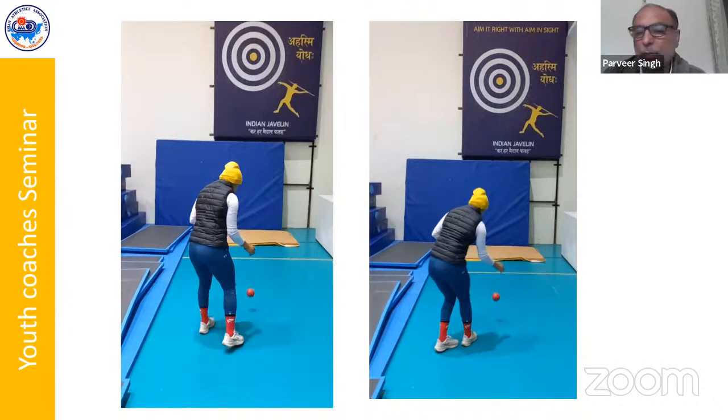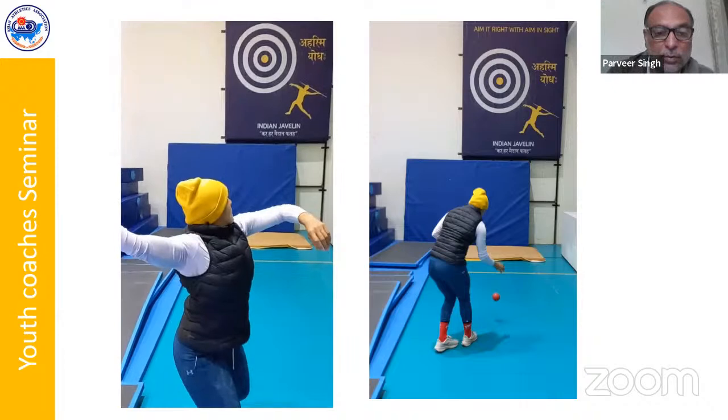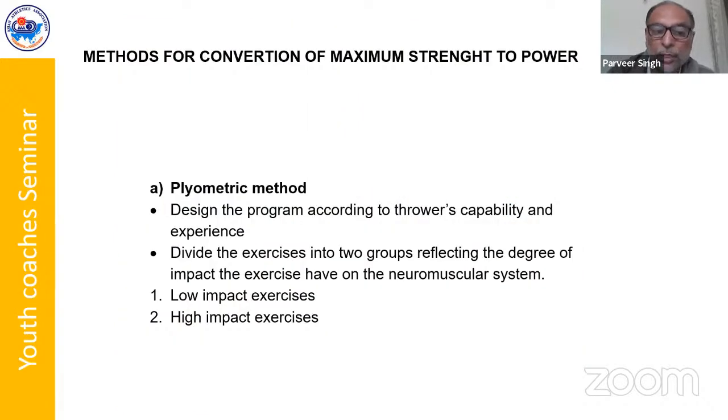So there are many. In the morning we discussed general, specific and special exercises. Now this exercise is more identical, not exactly identical, but closer and similar to the event exercise. So this is known as a special exercise for that event. We can use plyometrics and jumps for lower body strength, and there are some exercises for the upper body also. This is one of the good methods to develop explosive strength.